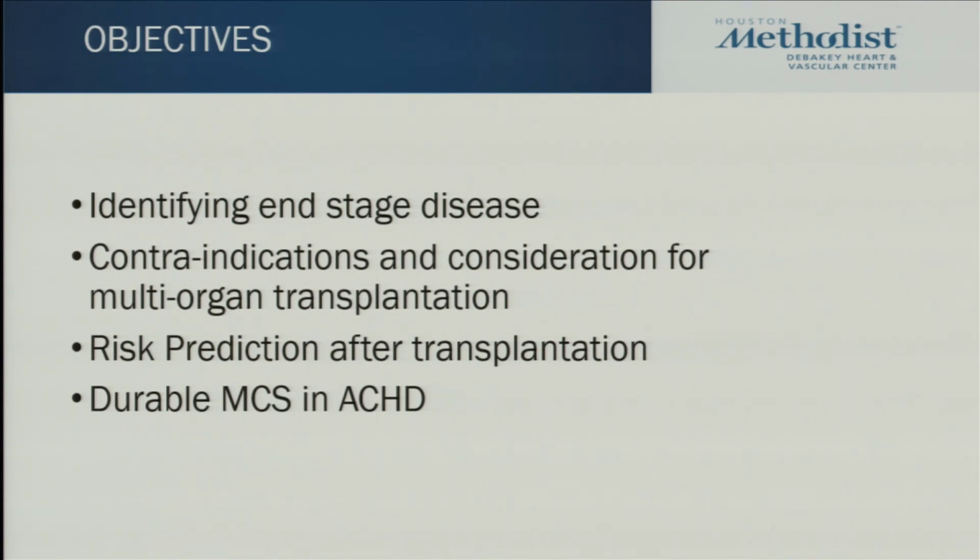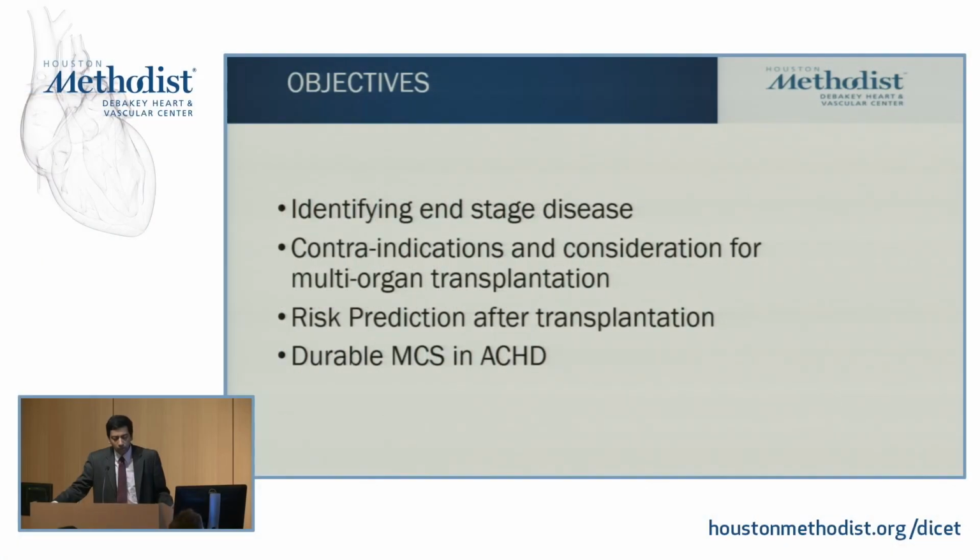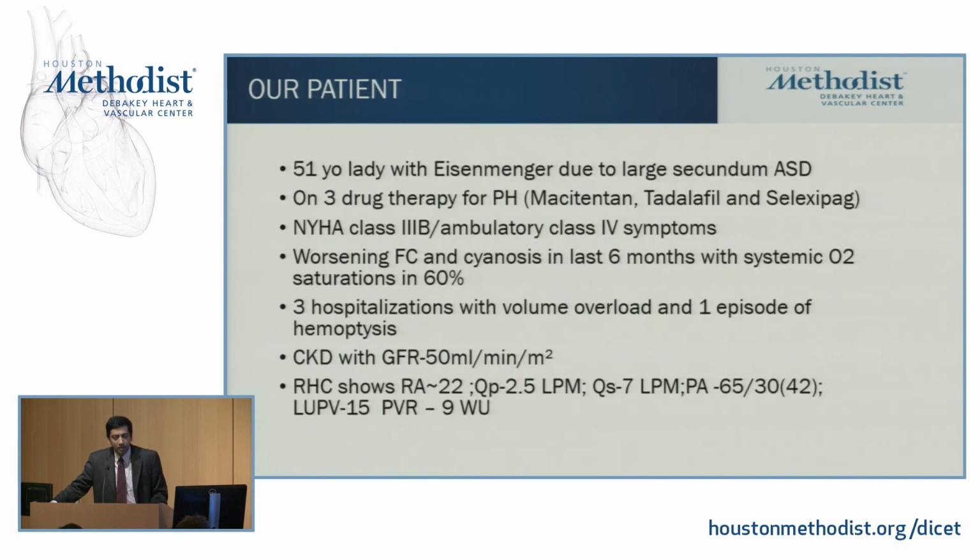Looking at some contraindications and considerations in this special population, and also looking at whom we should be considering, single organ versus multi-organ transplantation, and some risk prediction models after transplantation to predict poor outcomes in this population. And there's very little data in durable MCS in adult congenital heart disease, so we'll take a look at that as well.